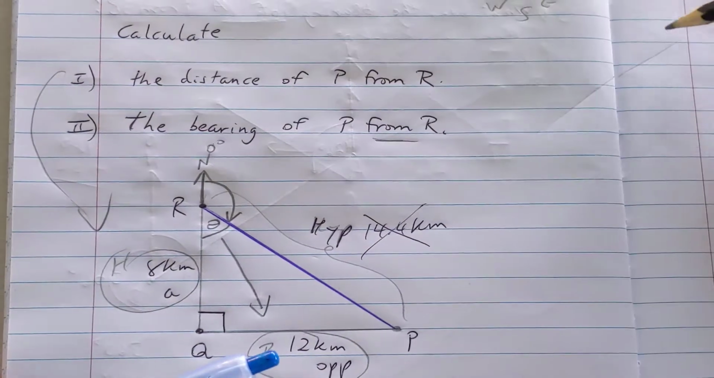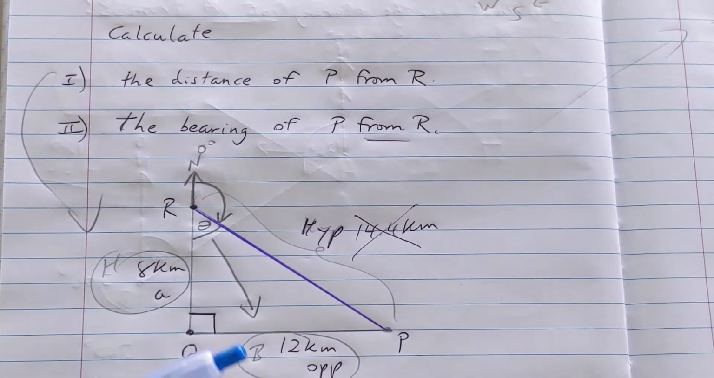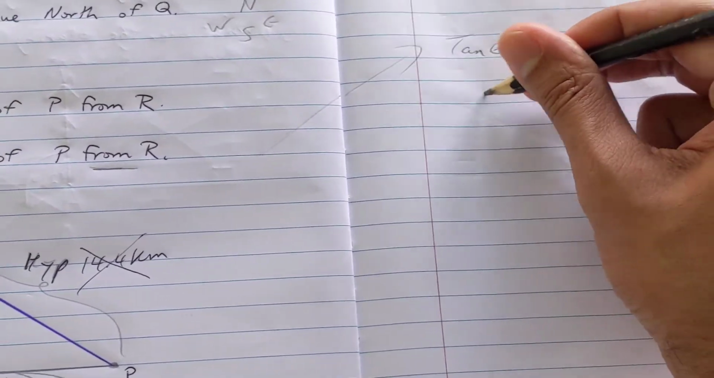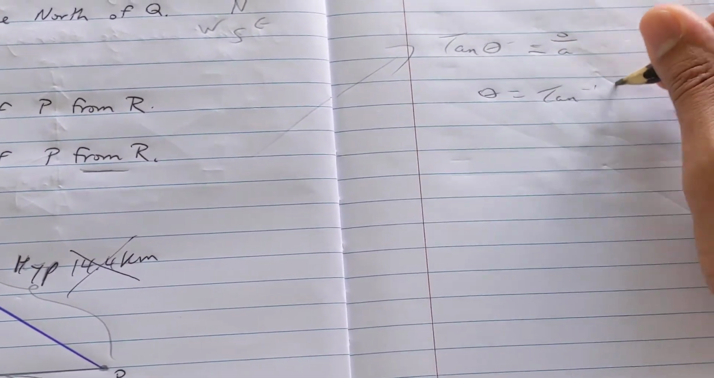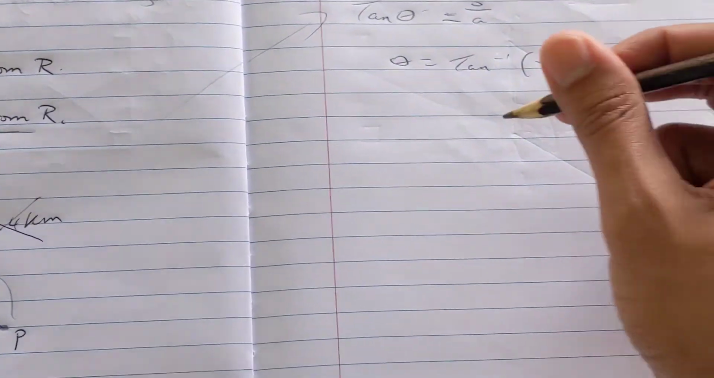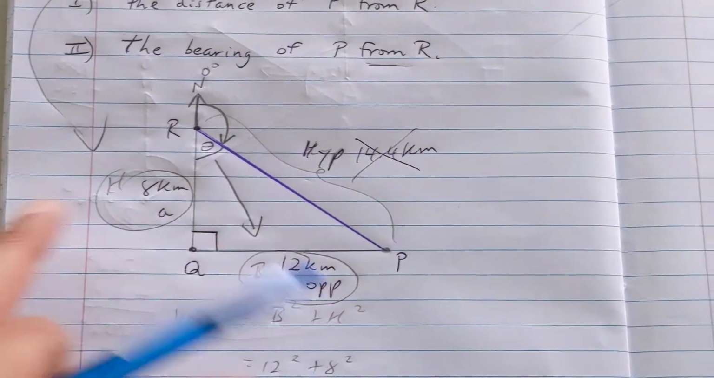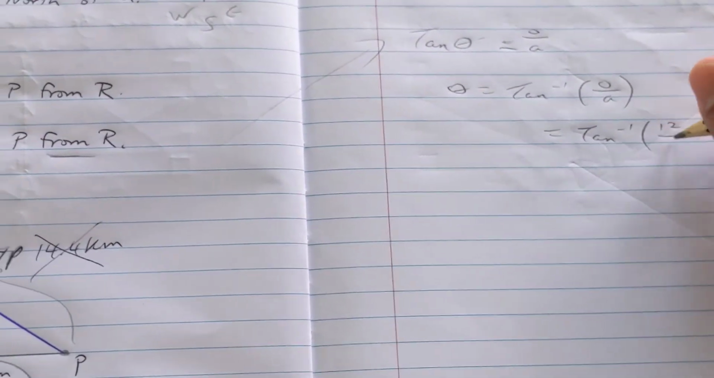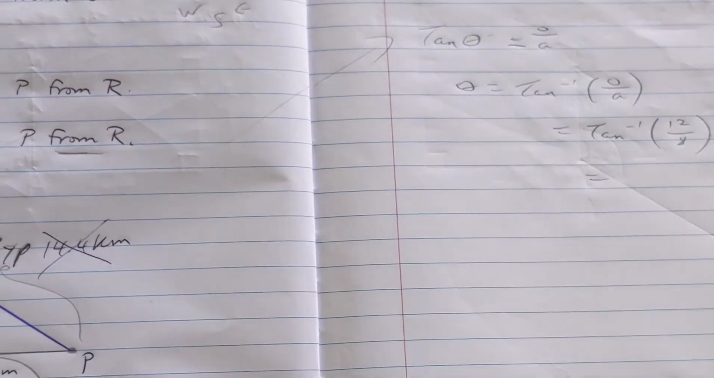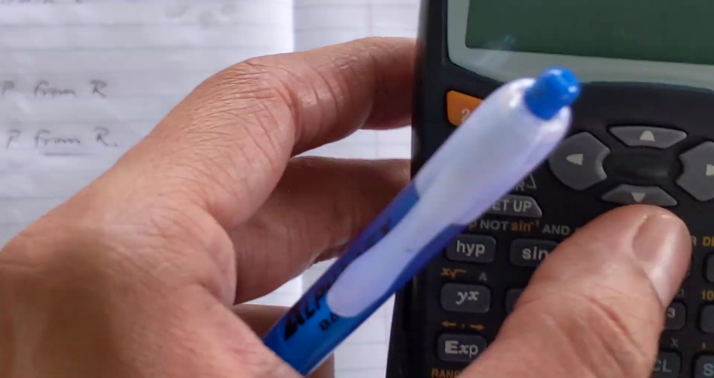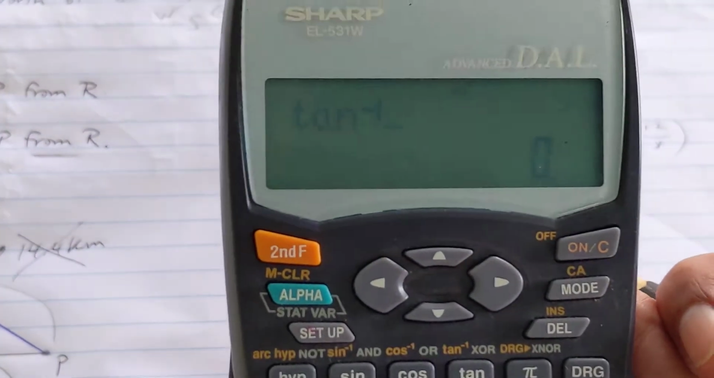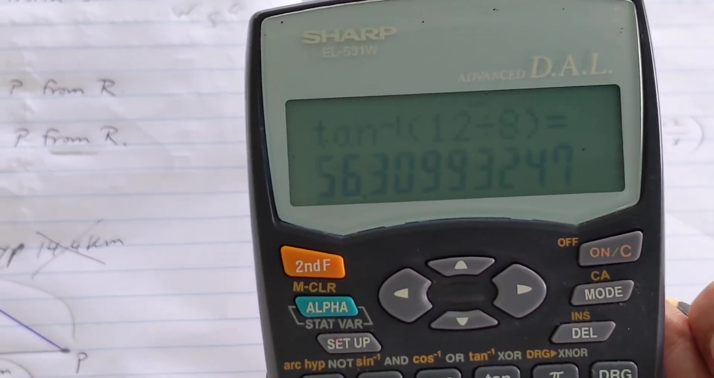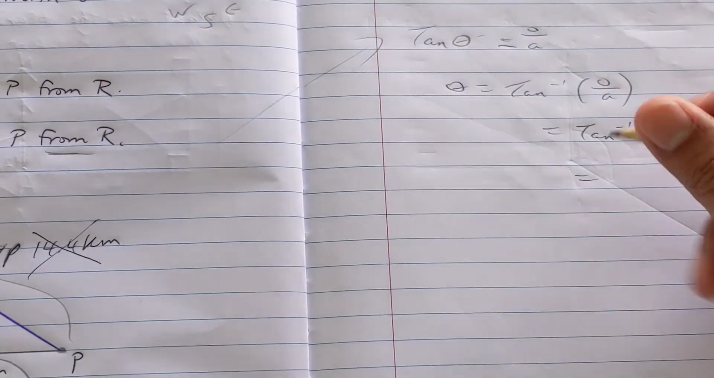So for part 2, tan theta is equal to opposite over adjacent, but I want an angle, so theta would be tan inverse of opposite over adjacent. And then I put in my numbers. The opposite side was 12, the adjacent is 8, so it's tan inverse of 12 over 8. I want to put that in my calculator. Again, second function, tan inverse, open my bracket, 12 divided by 8, close my bracket. The angle works out to 56 degrees to the nearest whole number.